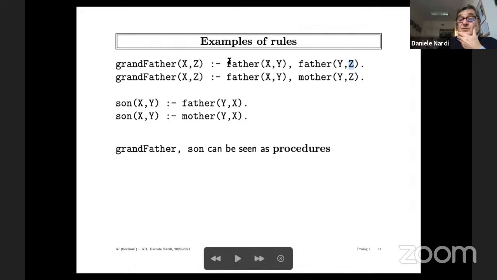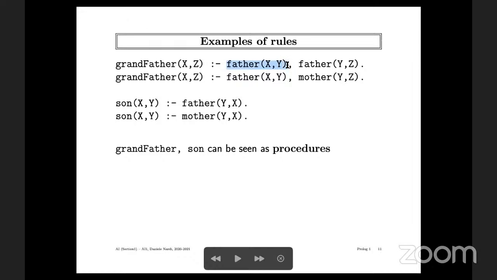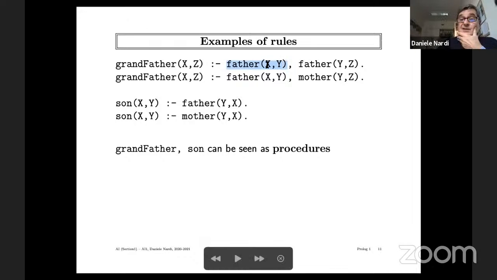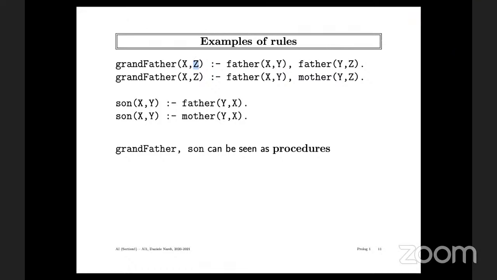So in order to check for the relation, we first have to check that X, namely Heriberto, is the father of some individual Y. And then this Y is the father of Z. Once we find the Z, then we can return grandfather Heriberto Z. Are you following? Yes. Okay, good.